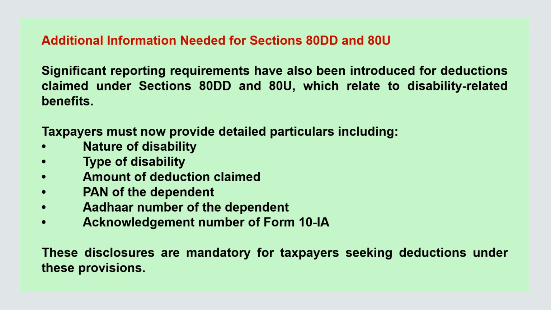Additional information needed for Sections 80DD and 80U. Significant reporting requirements have also been introduced for deductions claimed under Sections 80DD and 80U, which relate to disability-related benefits. Taxpayers must now provide detailed particulars including nature of disability, type of disability, amount of deduction claimed, PAN of the dependent, Aadhaar number of the dependent, and acknowledgement numbers of Form 10IA. These disclosures are mandatory for taxpayers seeking deductions under these provisions.